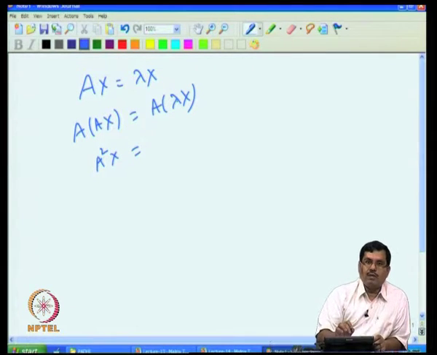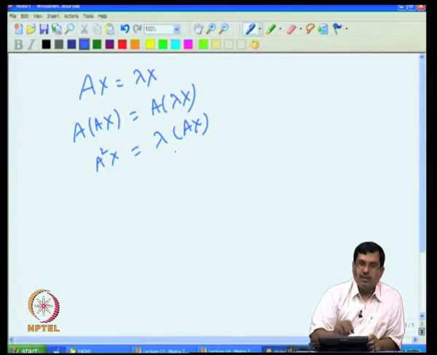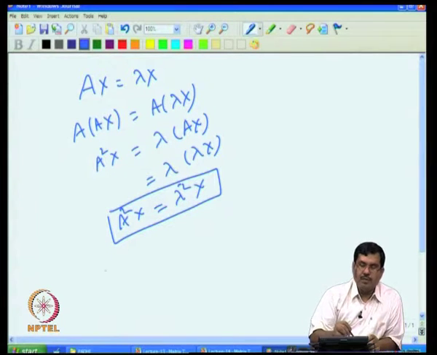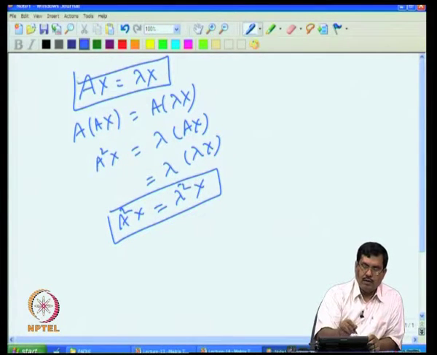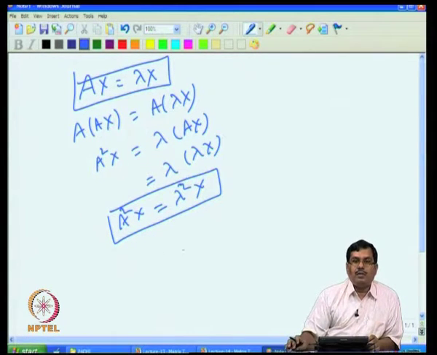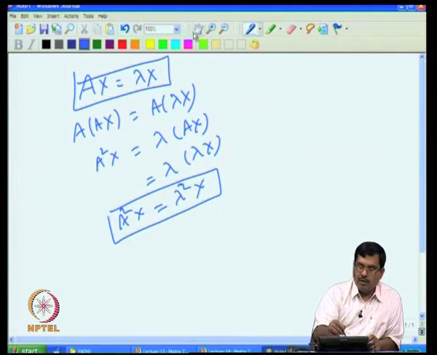However, lambda is a scalar quantity. So, I can take it outside, and then lambda into A x, that I will get, and then A x is equal to lambda x. So, this is nothing but lambda x, and hence it is lambda square x. So, what I am getting here, A square x is nothing but lambda square x. So, obviously by definition again, this tells me that lambda square is an eigenvalue for A square. That tells me very clearly.